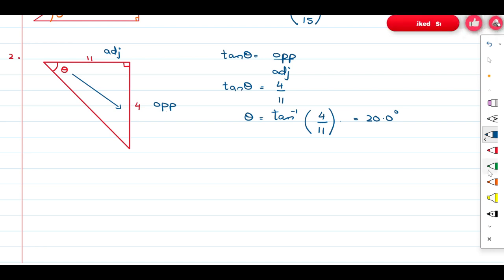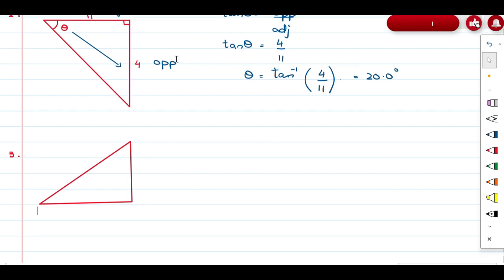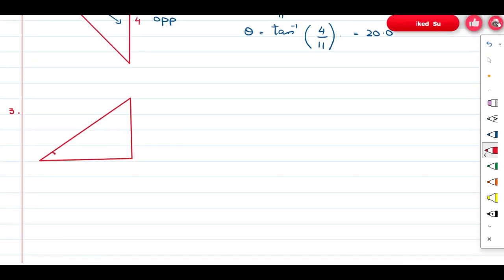Okay, now the third example is again considering a right angle triangle. Let's suppose this angle is A, this side length is 5, this side length is 3, and it is a right angle triangle. Now the angle front side is always the opposite, and this inclined one is the hypotenuse.